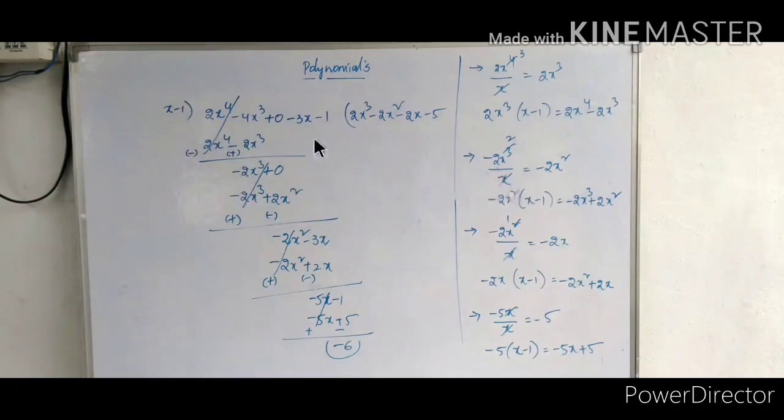Minus 2x cube by x. The result is minus 2x square. It becomes the second term in your quotient. Multiply this quotient's second term with the divisor, then the result will be minus 2x cube plus 2x square. So the deduction result is 2x cube cancel, remaining 2x square, and let's take minus 3x here.